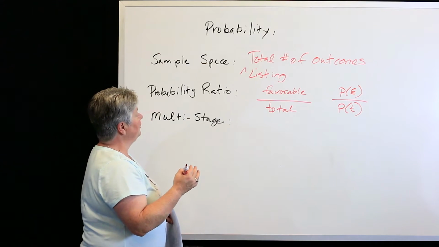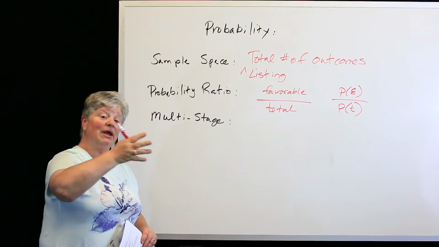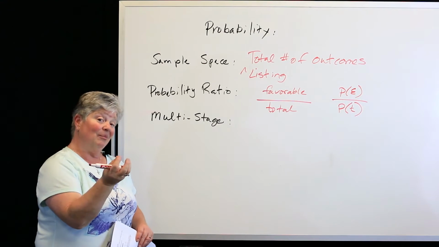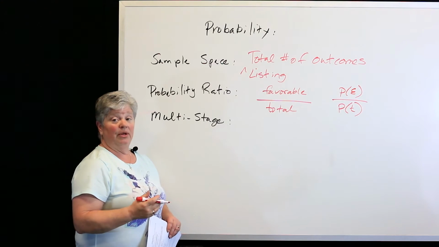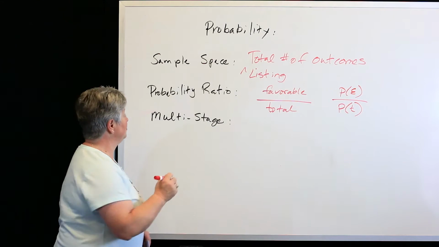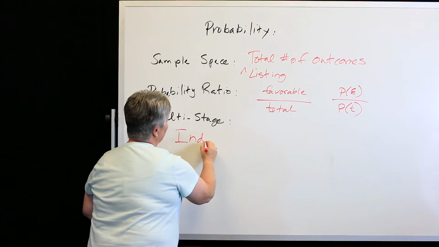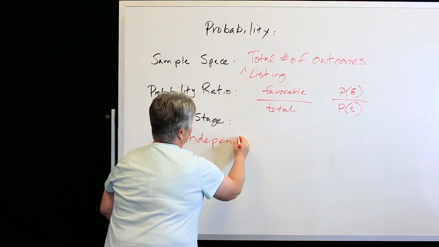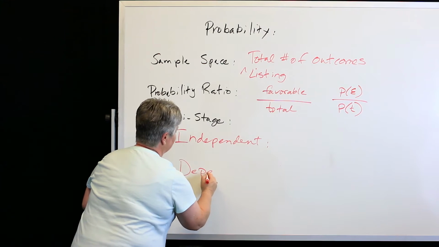When we're looking at multi-stage, it's like we'll do one thing and then we'll do another thing. And we're looking at how those two combined together would be our probability, our total probability. Within multi-stage experiments, we have 2 types that we look at. We look at independent events and dependent events.